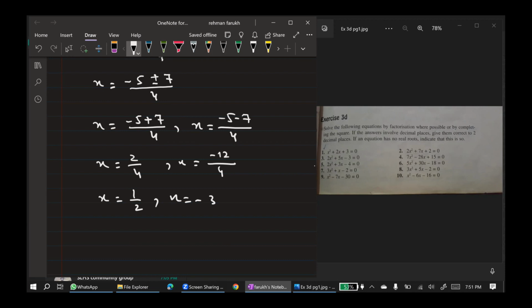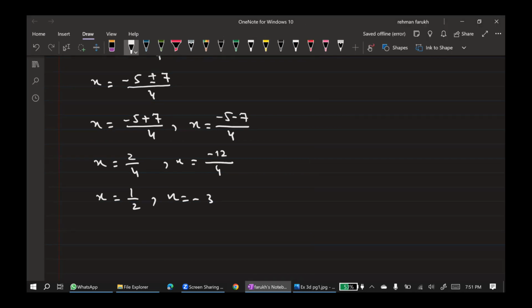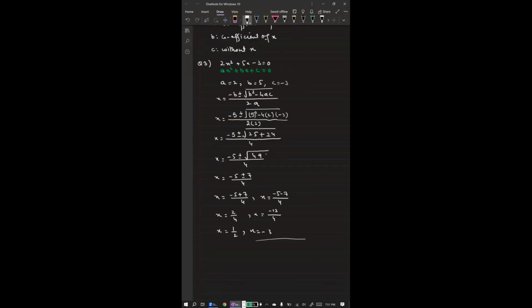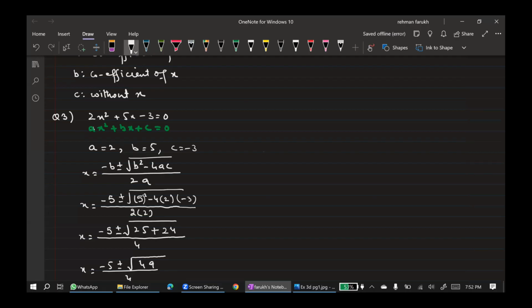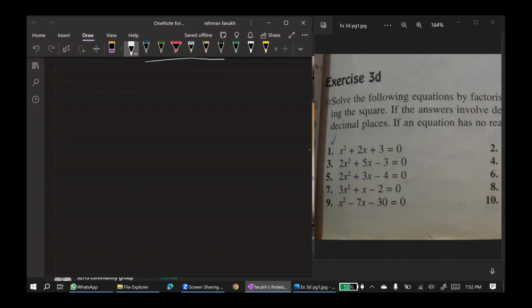Is there any confusion? No, sir. First of all, we will identify the values of a, b and c. Then we will write down the formula and put the values of a, b and c into the quadratic formula. And after simplification, we will separate the plus and minus signs and find the values of x.